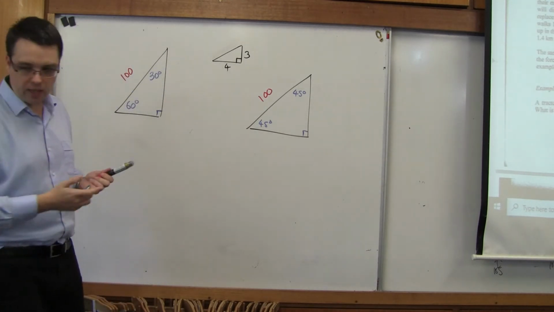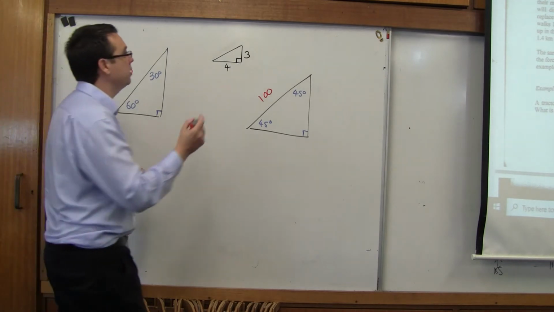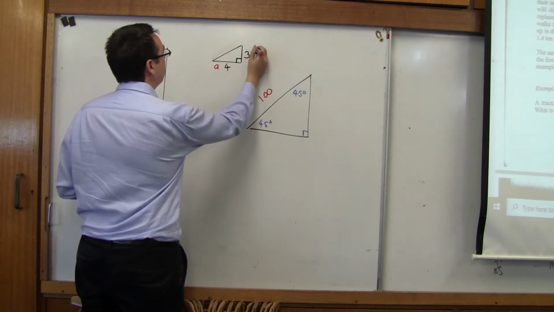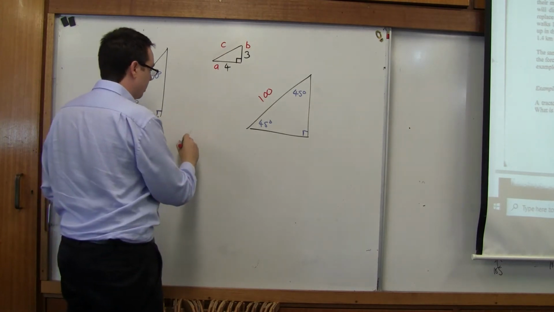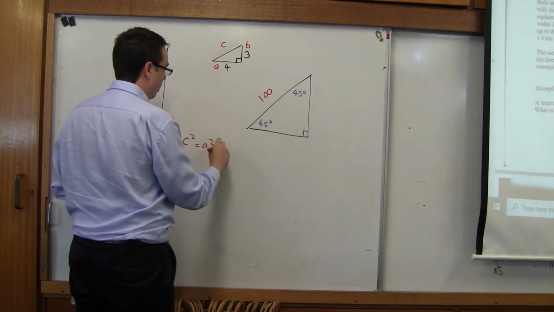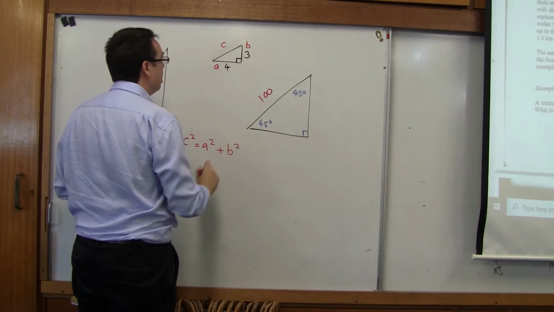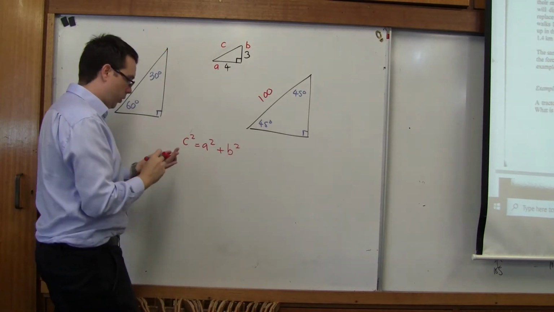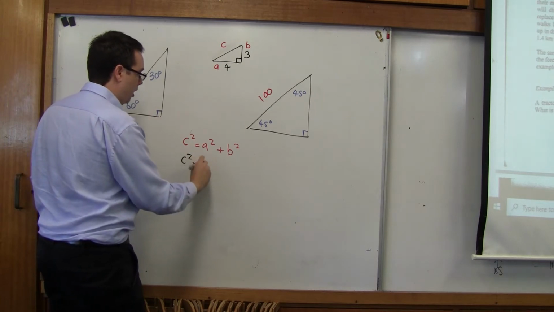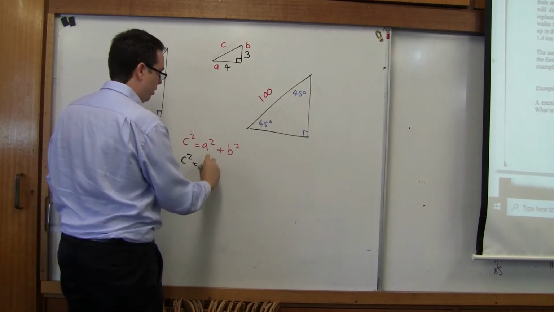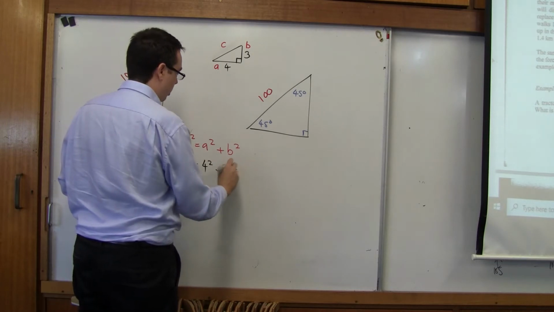Well, the rule is, if we label these, I'm going to call this A and B, and this side here we're going to call C. And the rule is that C squared equals A squared plus B squared. So if we apply this rule here, we know that C squared equals 4 squared plus 3 squared.